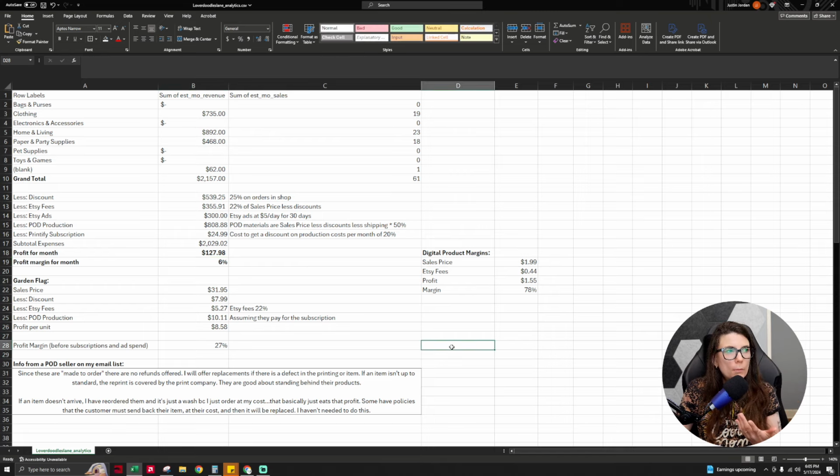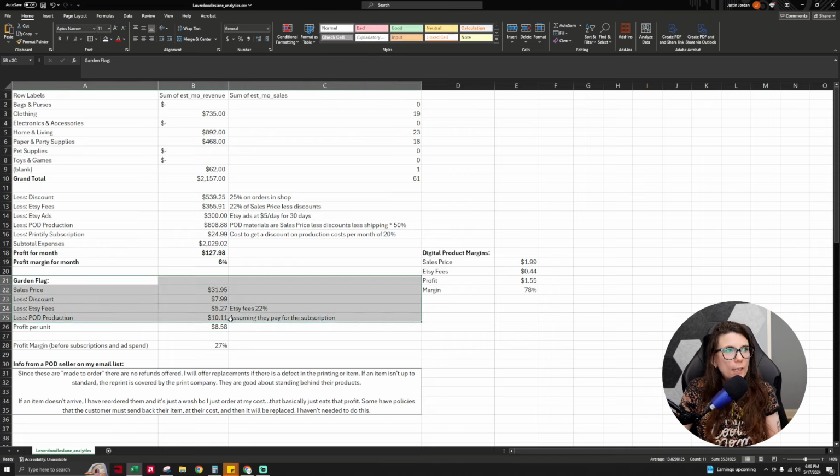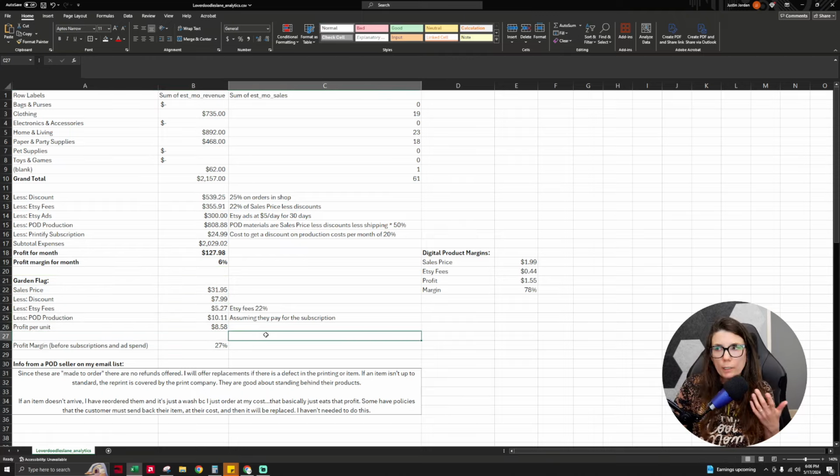Also, something I want to mention is that I did an analysis of the garden flag product. And this is something that you should do. If you're wanting to sell a print on demand product, you should see what you can sell the product for in the market, and then go on to a site like Printify and find out how much it costs to get that product produced.